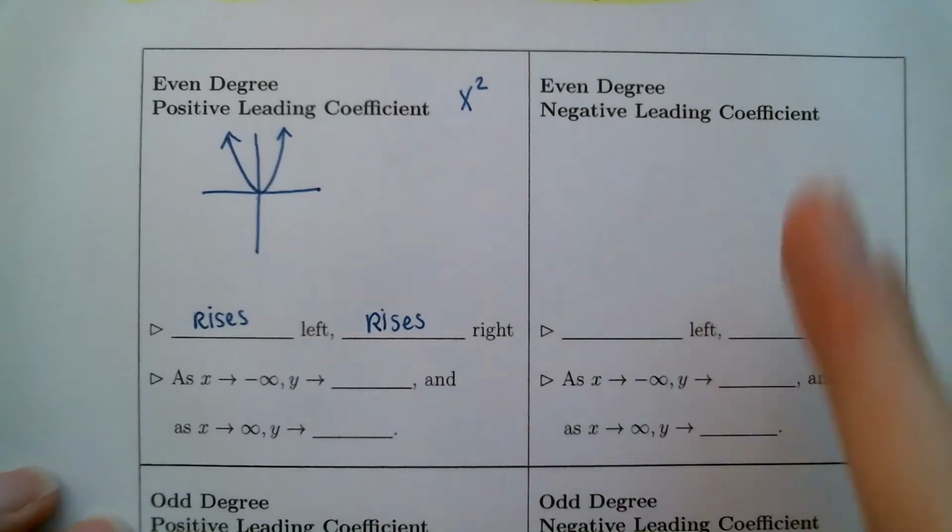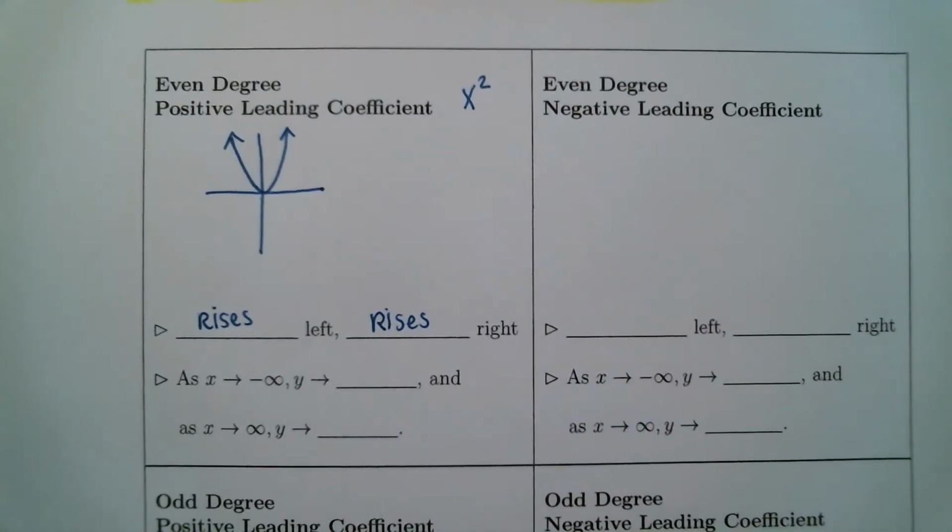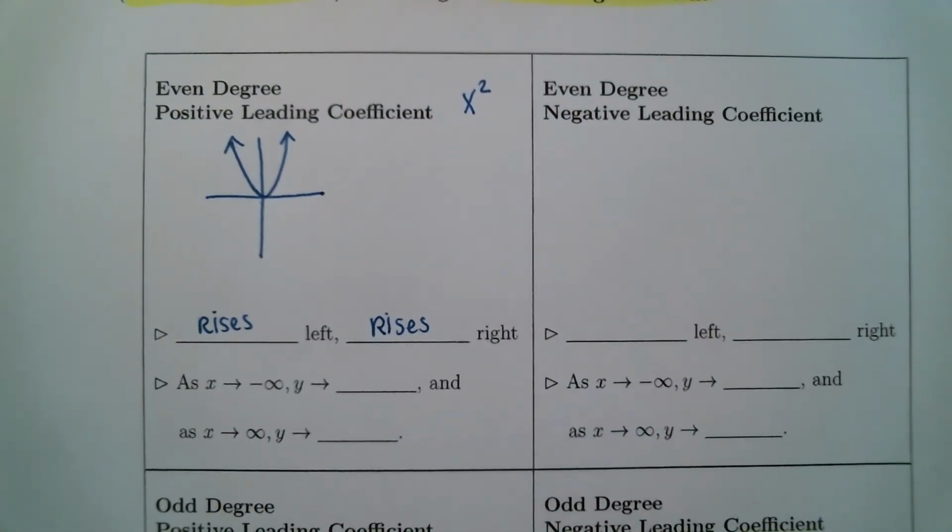If I gave you something like this, I would make it fill in the blank or multiple choice. You wouldn't have to write it all the way out. There are two statements here, one for the left side and one for the right side, because when you're talking about end behavior, you have to say what is happening in both directions.